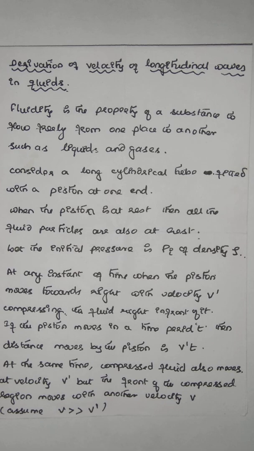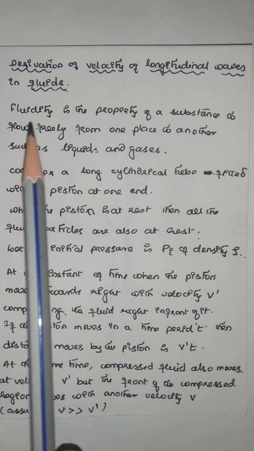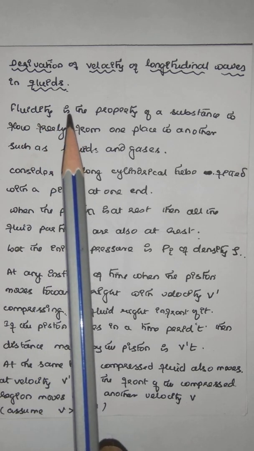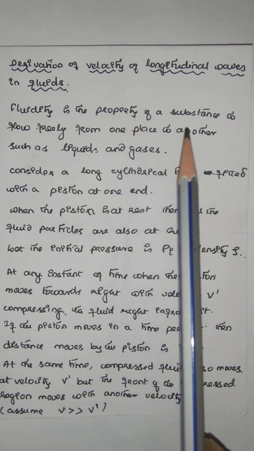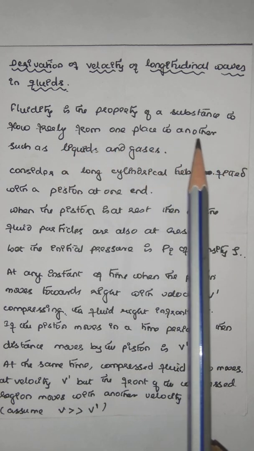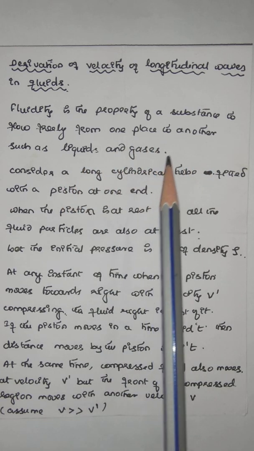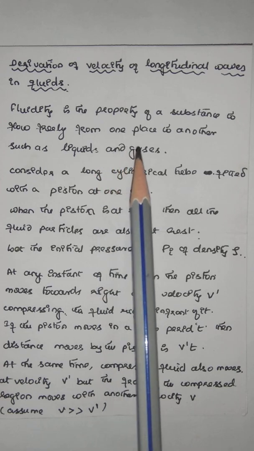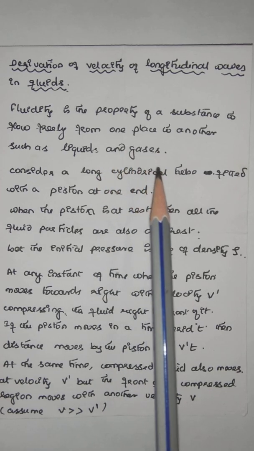Now in this session we shall understand an expression for velocity of longitudinal waves in fluids. Fluidity is the property of a substance to flow freely from one place to another, such as liquids and gases. Therefore, liquids and gases are called by the common name fluids.